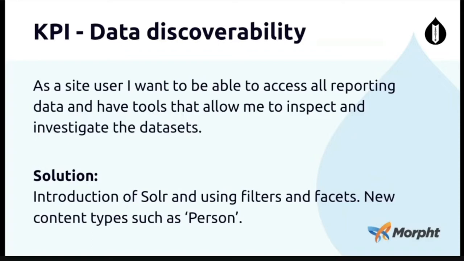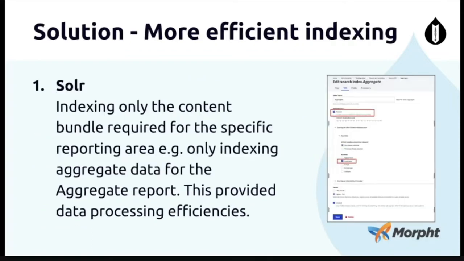So our solution used a mixture of Solr, filters and facets, as well as the introduction of new content types. Moving from Drupal search to Solr provided more flexible indexing of content. When you visit the current D7 website report section, the CMS is querying all of the data for each reporting period. We changed this with a new build so that Solr is only querying portions of the data set required for the particular report a user is viewing.